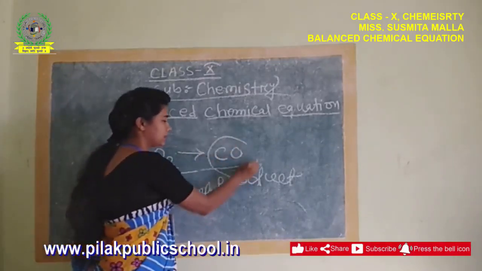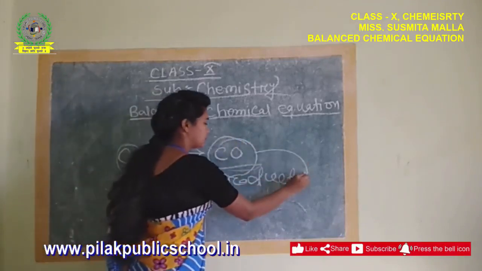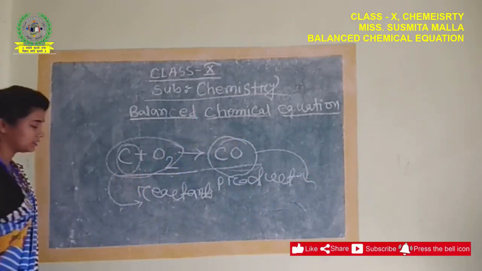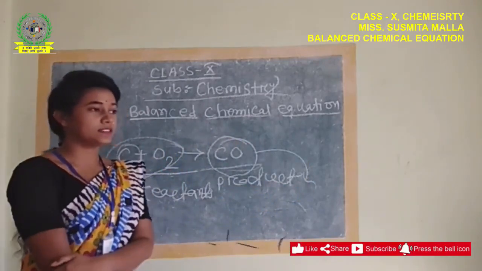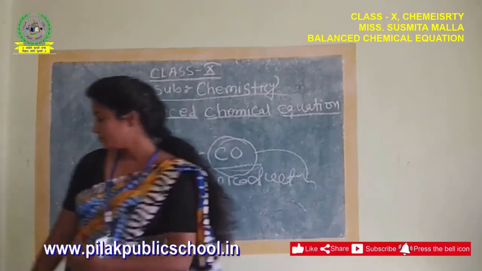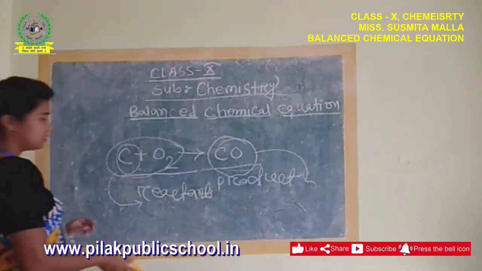This part of a chemical reaction is called product. This part of a chemical reaction is called reactant. So, there is a method to balance a chemical reaction. Let's see what is the method.